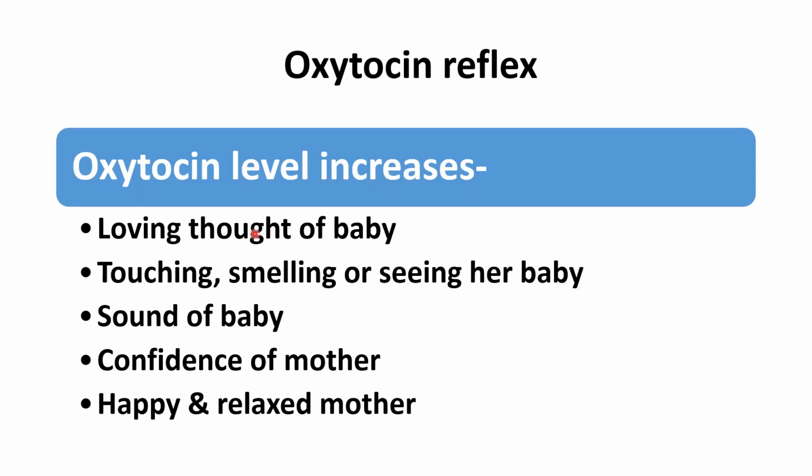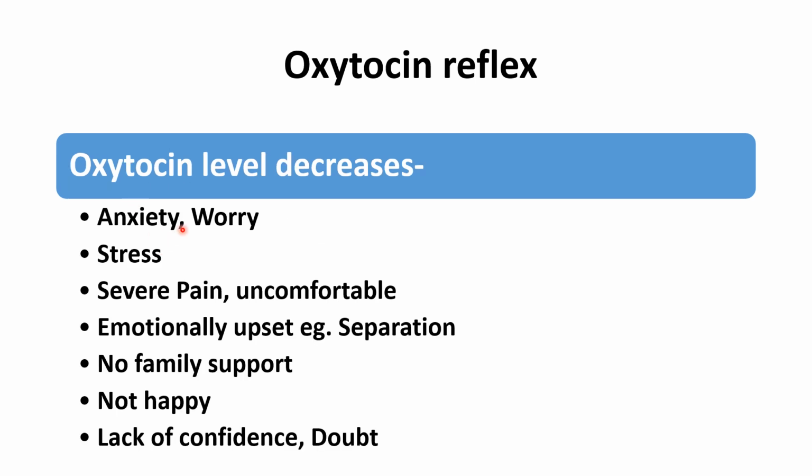Oxytocin level increases whenever the mother has loving thoughts of the baby, touching, smelling and seeing her baby, with the sound of the baby. If the mother is confident, happy and relaxed, this reflex is stimulated and the oxytocin level increases. Whenever the mother has anxiety, worry or stress, the oxytocin level decreases and the reflex is suppressed. If the mother has severe pain or is uncomfortable, the reflex will again decrease. And when the mother has no family support, has separation, is not happy, or has lack of confidence or doubts, the reflex is suppressed and the oxytocin level decreases.